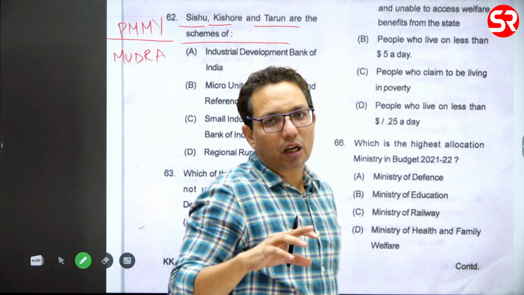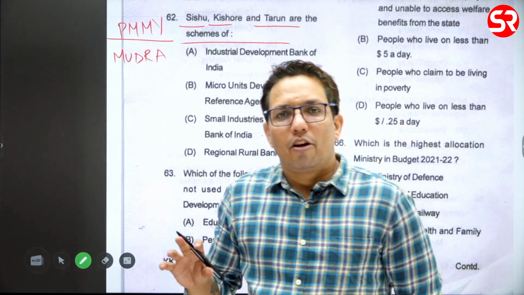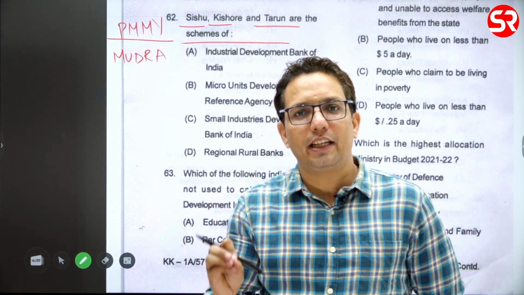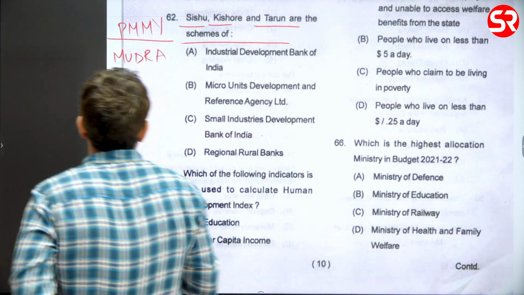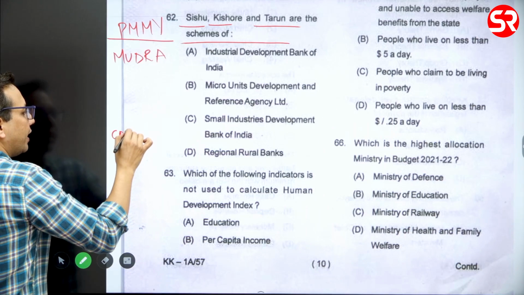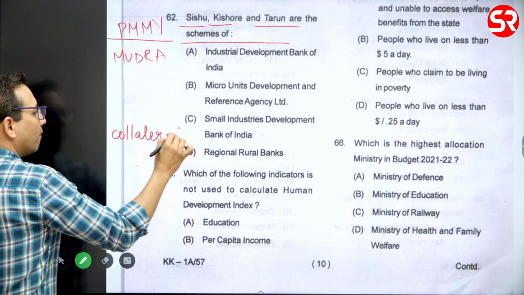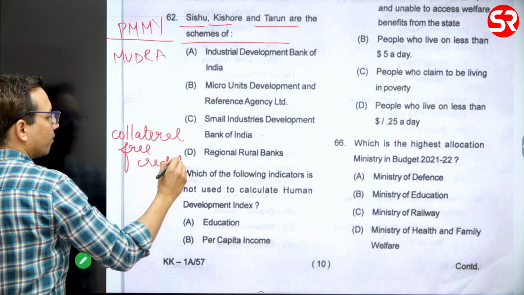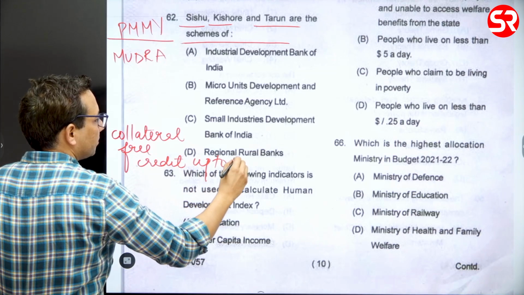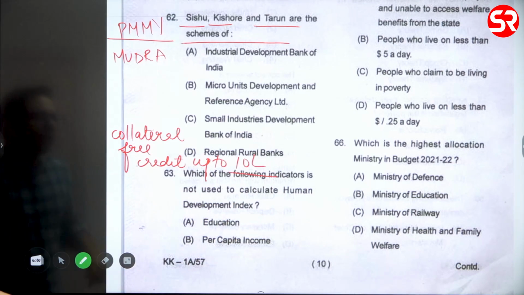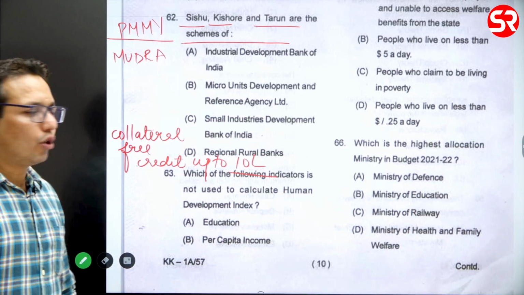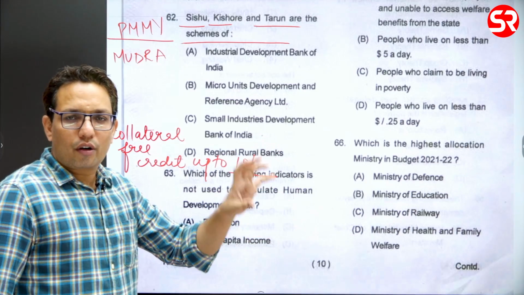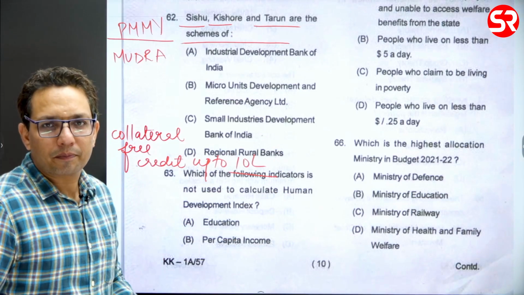Basically, wanted to cover those households which were non-corporate, non-farm, and we wanted to provide them collateral-free credit. That is the main word over here. Collateral-free credit up to 10 lakhs. All right. So that's the main objective of Pradhan Mantri Mudra Yojana, to provide collateral-free credit up to 10 lakh rupees to non-corporate and non-farm households.